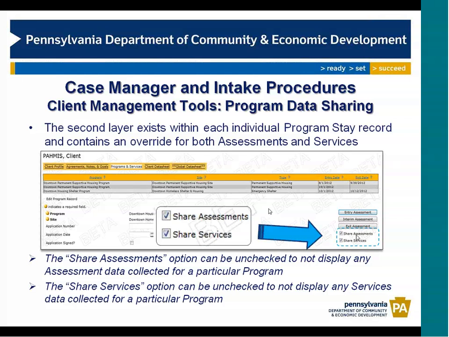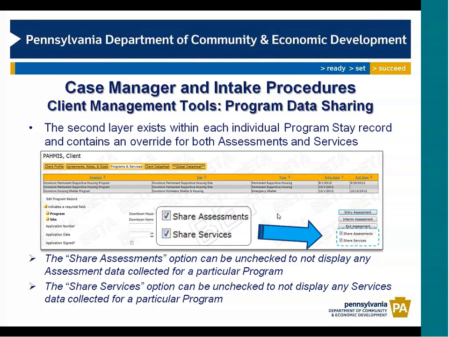Now, if the share assessment is turned off, that basically means despite any of the default settings, no assessment information will be shared in the record. That includes health, education, income and benefits, military information, all of it. None of it will be shown through the global data sheet. Now, if they unselect services, that means no services that were collected during that stay can be shown for the global data sheet just for this individual program. So hopefully this will provide a lot of flexibility to the different sharing levels and what information can be displayed just within the global data sheet.